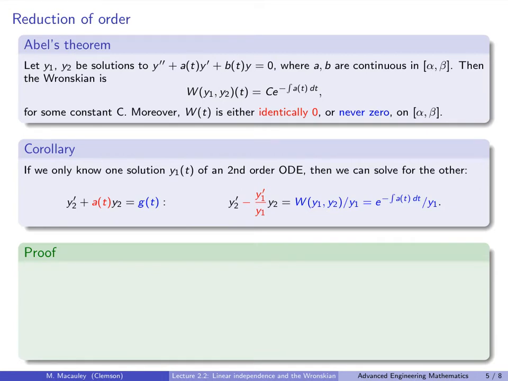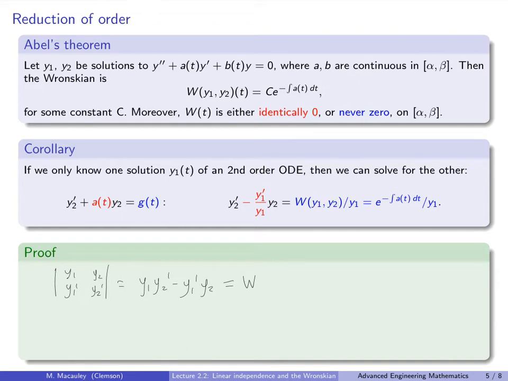Let's prove this. And once again, I'm saying proof when I really mean just verify. So the Wronskian is this determinant, which is y1 and y1 prime in the first column, and y2 and y2 prime in the second column. And that's y1 times y2 prime minus y1 prime times y2.